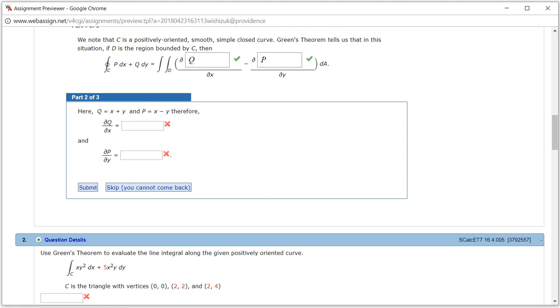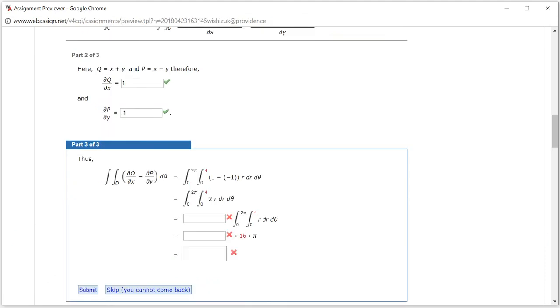Let's look at part 2. Part 2 is the partial derivative of Q with respect to x. The derivative of x is 1 and the derivative of y is 0, so the answer is 1 there. And the partial of P with respect to y is going to be negative 1. So we have negative 1. Let's check the answer. It came back and it looks like we got part 2 correct.